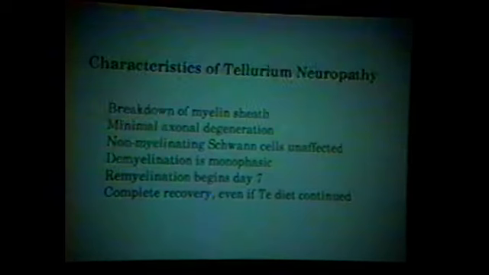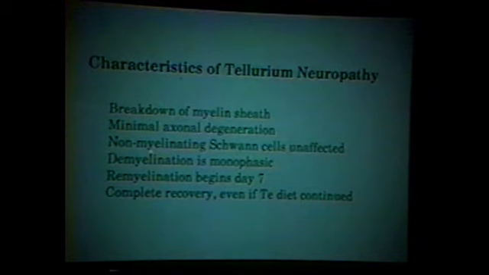So that's one of the differences between neuronopathies or some of the axonal degenerations and the demyelinating conditions. That is, the demyelination repair can occur quite readily. And so the characteristics of tellurium neuropathy would be the breakdown of the myelin sheath, and I guess some degree of axonal degeneration, not very striking. Remember, the Schwann cells can either myelinate or non-myelinate, depending on the nature of the fiber they encompass. The non-myelinating Schwann cells are unaffected, so it's the myelinating ones that are affected. And you get this monophase of demyelination, and you can get remyelination, even if the animals are kept on the compound, and they can recover completely.